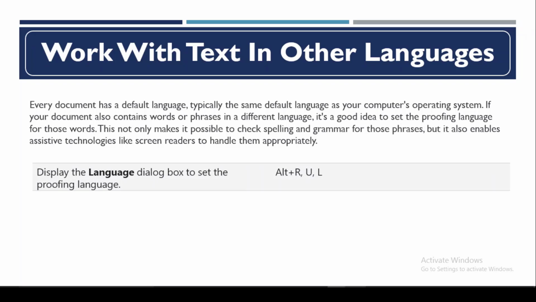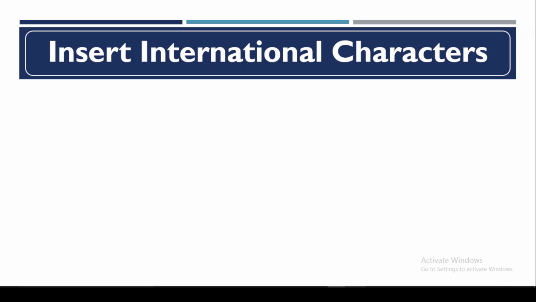Display the language dialog box to set the proofing language. Alt plus R UL, set default languages. Alt plus R L. Now, have a look at Insert International Characters.